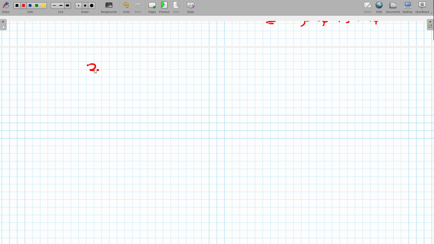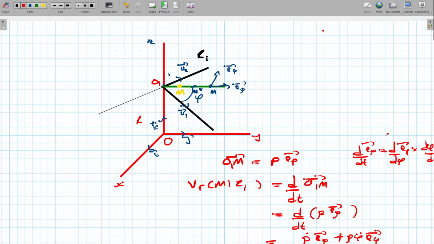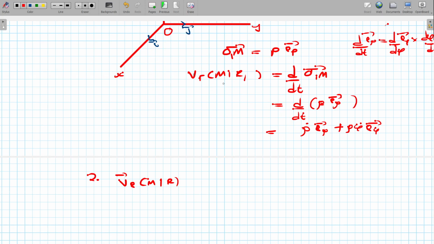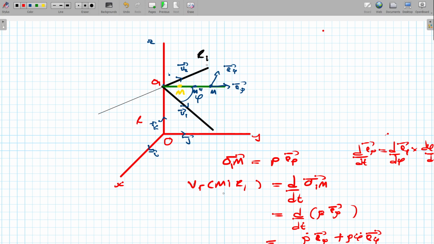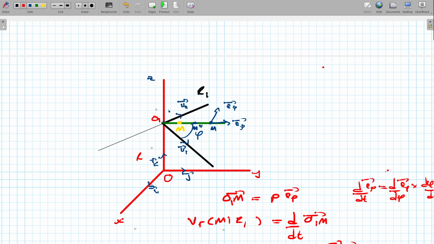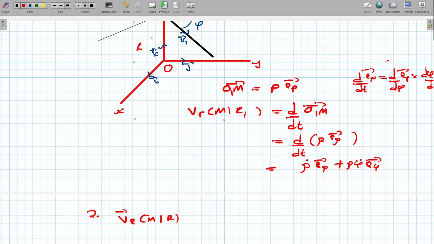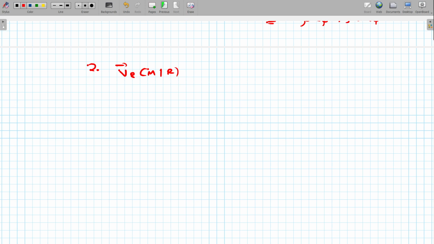So la vitesse d'entraînement, VE, of the point M is, by definition, the velocity of this moving frame with respect to the frame that is fixed. That is what the vitesse d'entraînement represents: the movement of this reference frame with respect to the reference frame that is not moving.